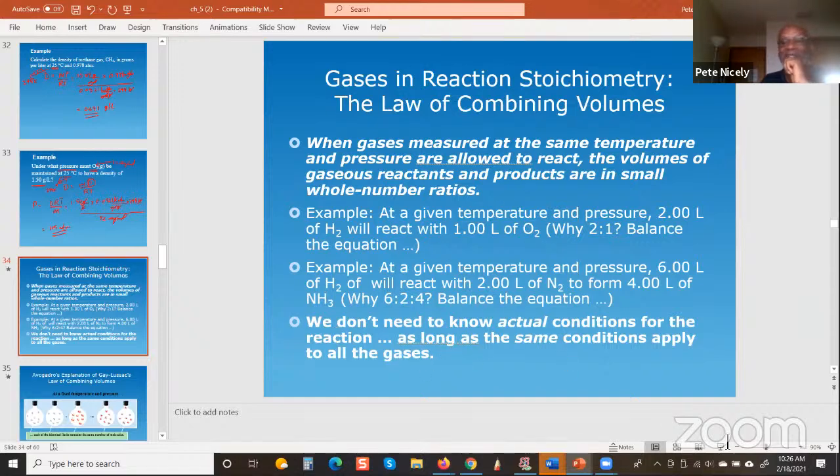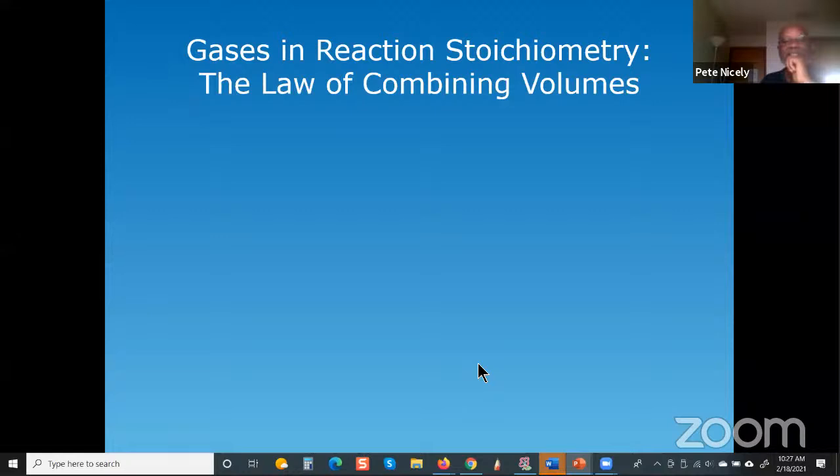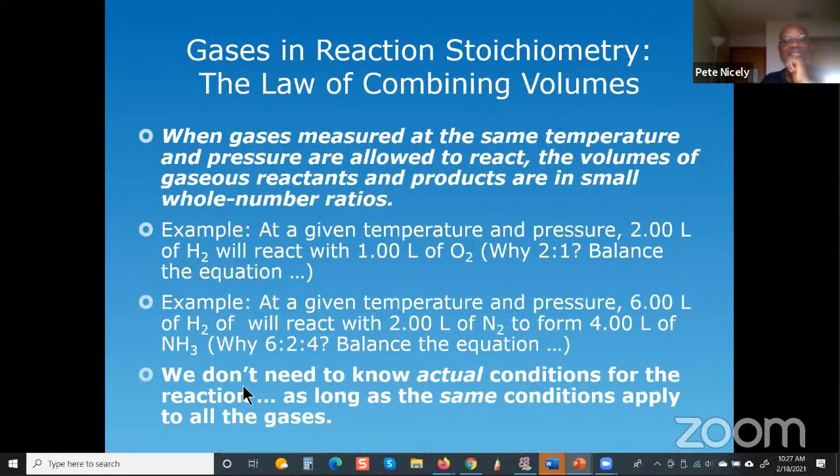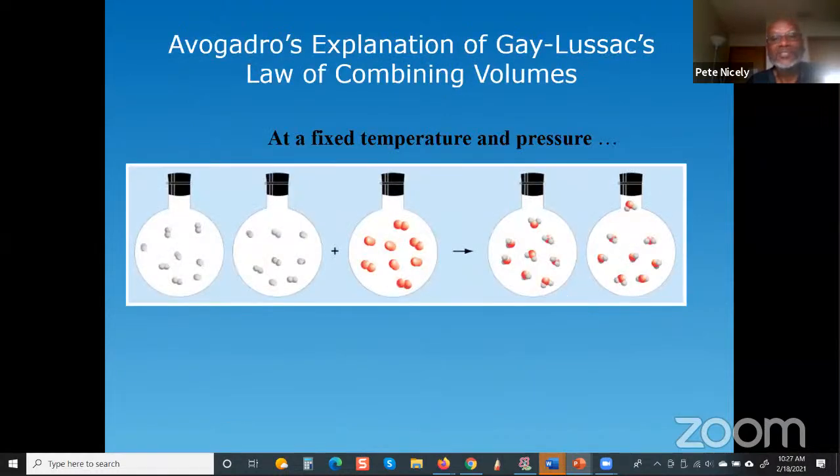So as stated here, let me go back to my full screen. As stated in this very last sentence, we don't need to know what the actual conditions are. In other words, we don't need to know what the temperatures and pressures of all the gases are, accepting that they're the same. The temperature and pressure of all the gases must be the same in order for this particular law to work.